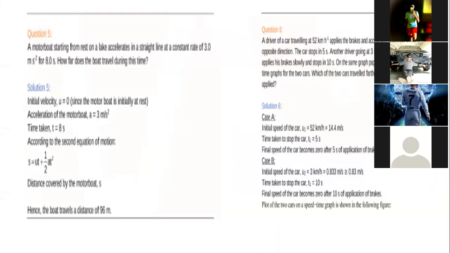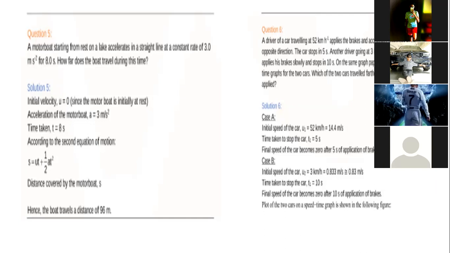S is equal to ut plus half at square. And there you have to mention, according to the second equation of motion, S is equal to ut plus half at square. Your u is 0, so u into time, the first component, will come as 0, plus half, a is 3. So half into 3 into 8 square, 64, right? So that comes as 96 meters. So your displacement, or your distance, in this particular case will be 96 meters.